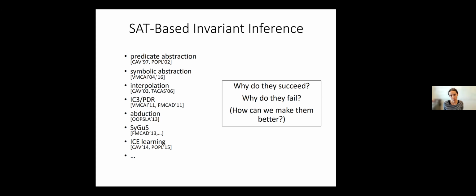And what we wanted to do in this set of works is basically try to understand. We know that these approaches are very successful in practice, but there is not much theoretical understanding of why they work. And this is what we wanted to tackle, basically. Try to understand why they succeed, why they fail, and ultimately the goal is, of course, to be able to improve them if we actually understand what makes them work well.